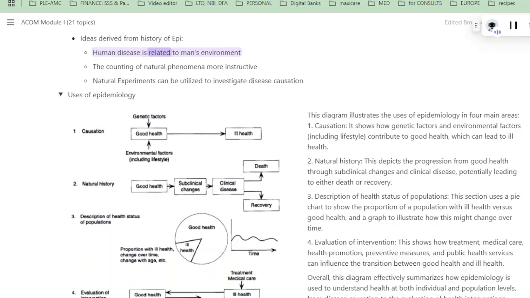Ideas derived from the history of epidemiology: human disease is related to man's environment. The counting of natural phenomena is more instructive. Natural experiments can be utilized to investigate disease causation.